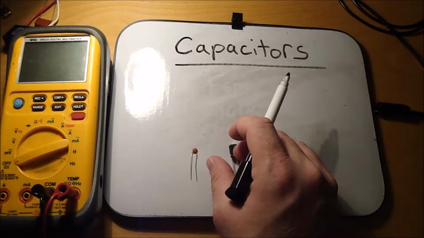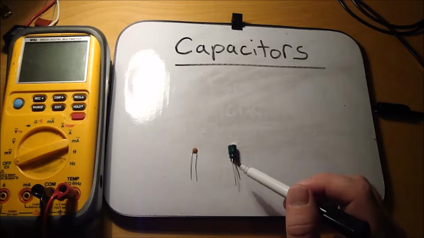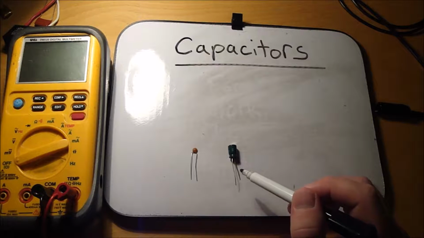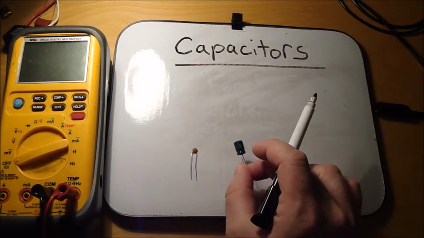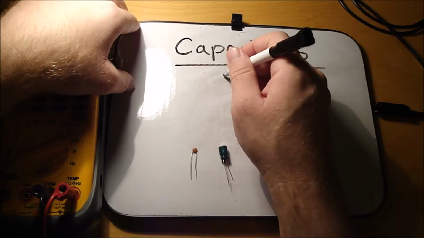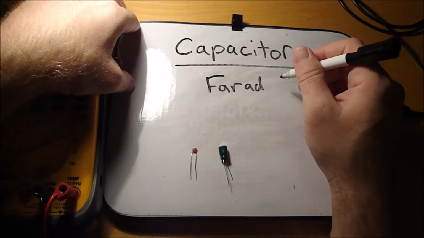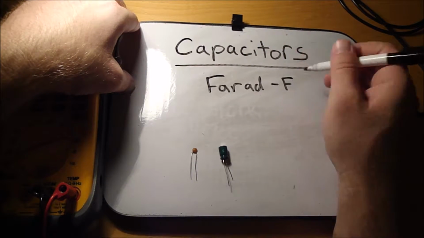It doesn't generate its own voltage, it just stores it. So capacitors are rated in what's called farad. And the symbol for farad is F.